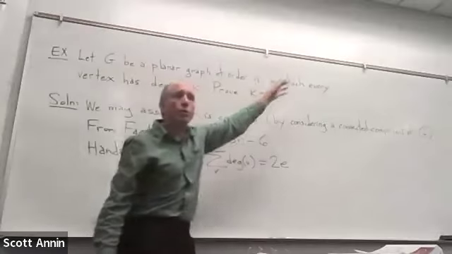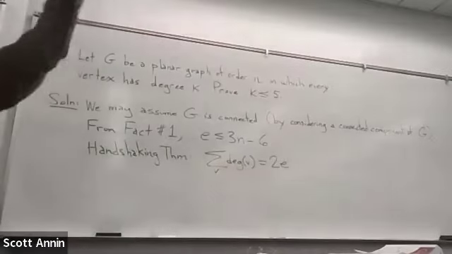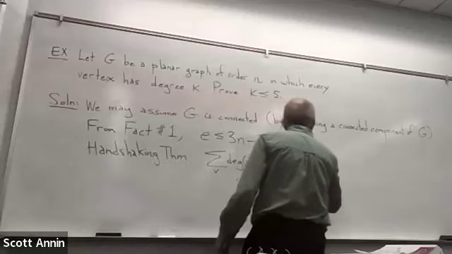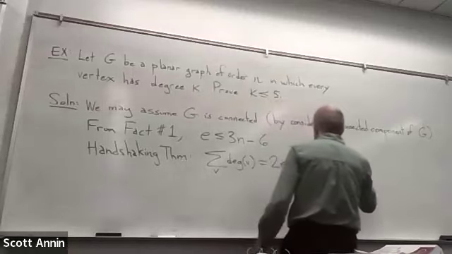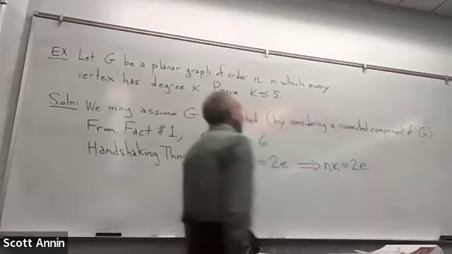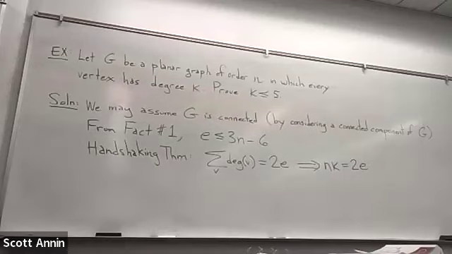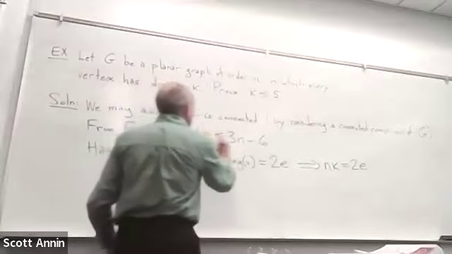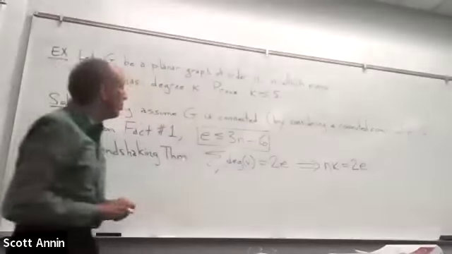n of them, right? So it's just k plus k plus k plus k, n times, that's nk. So in other words, this is just nk equals 2e. Right, so I could feed that into this inequality somehow then, right? Could just go ahead and put that in there.